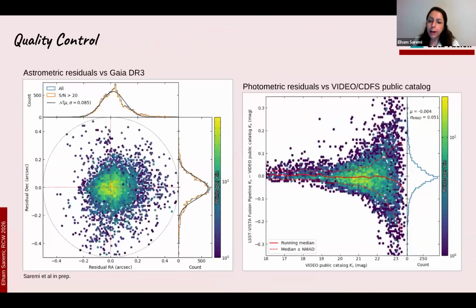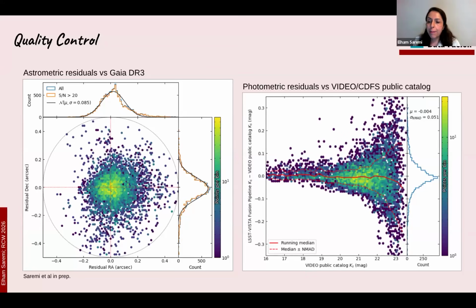To check the quality of the final products, we looked at both astrometry and photometry. In the astrometry plot, the DP1 positions agree accurately with Gaia DR3. The robust scatter is about 0.08 arcsecond, and the bulk offset is only around 0.02 arcsecond, much smaller than a pixel. In the photometry plot, we compare our pipeline measurements with the VIDEO public catalog.